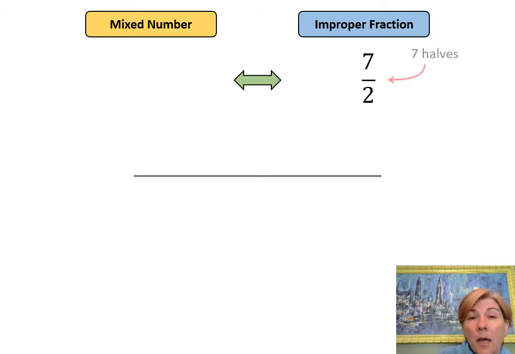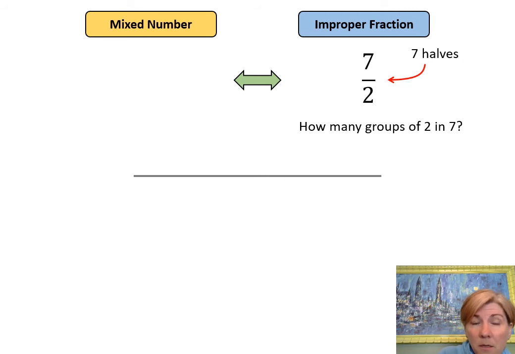Here, I have to look at how many halves are in 7, or how many groups of 2 are there. If I have 7 pieces, I can make 3 groups of 2, and then I'd have 1 left over. So 3 and 1/2.